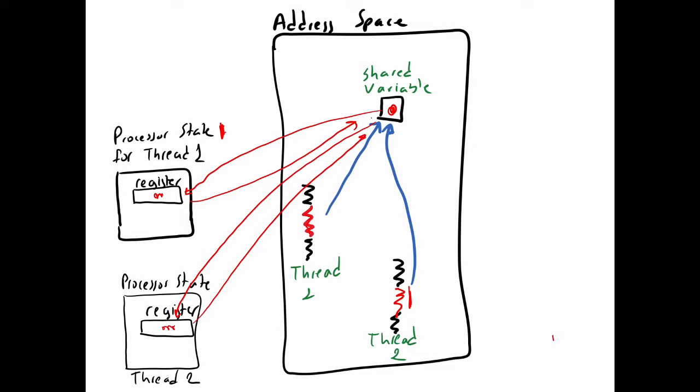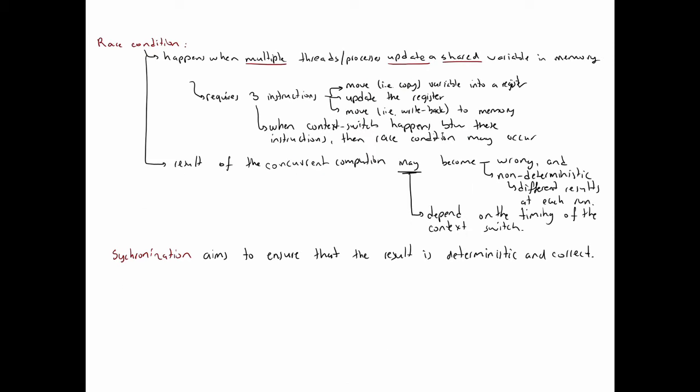Now the problem arises because for this one location in memory, I can have two duplicates here, and as a result we can have inconsistencies in terms of their values. Now let's define how things work. We talk about the race condition, and what we mean by a race condition is something that happens when multiple threads update a shared variable. If they only read it, then it's no problem, but when they try to update it, then it causes a problem.